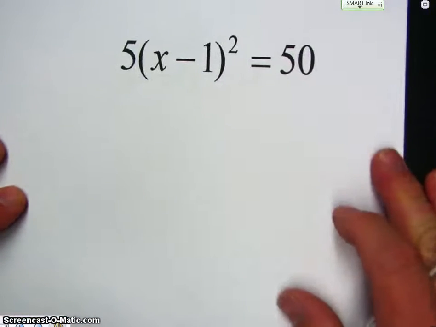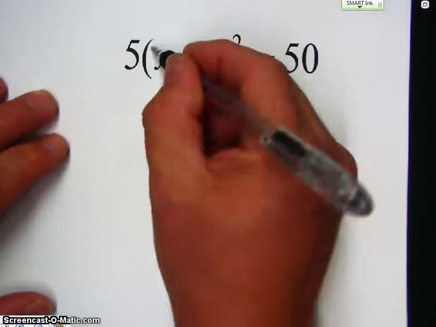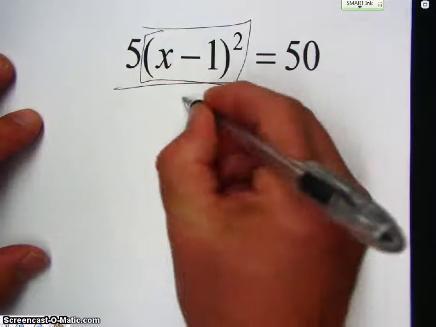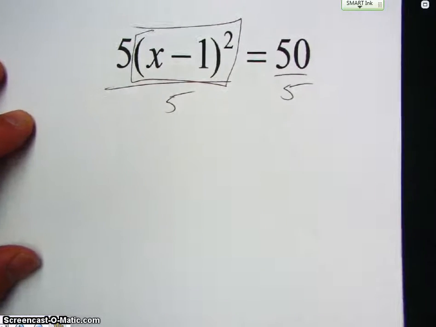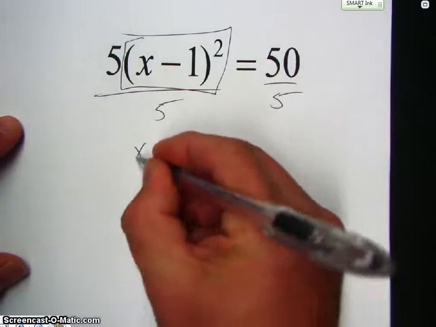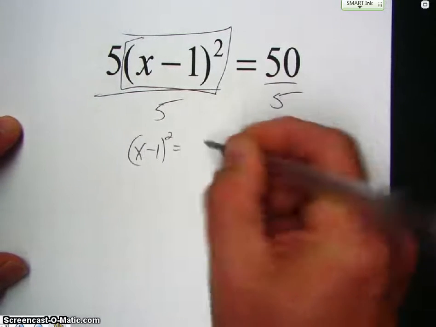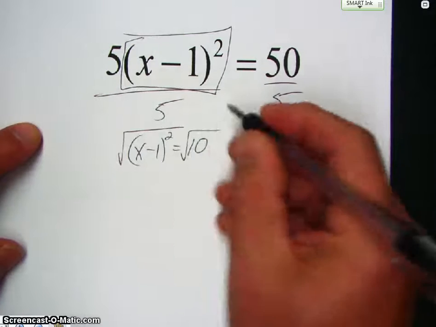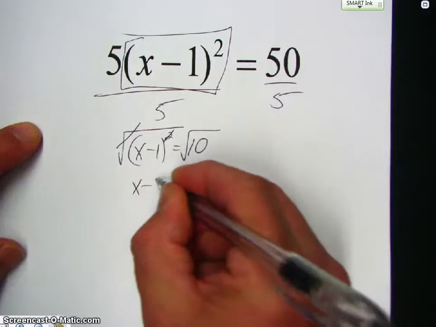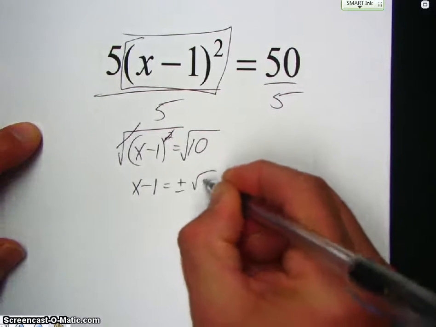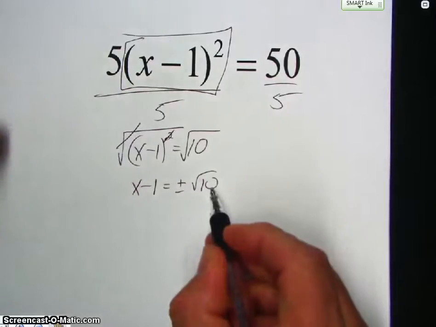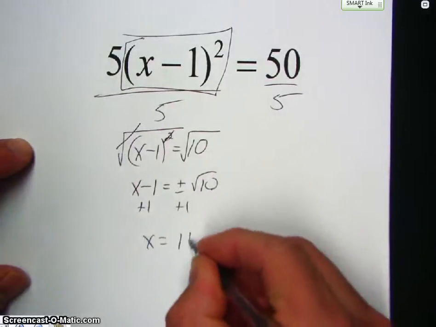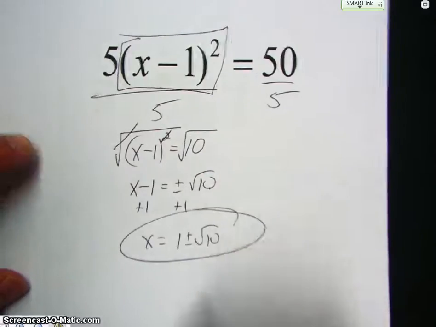All right, another example. All right, so hopefully you recognize this right here. So I got to get this by itself. So I got to divide both sides by 5. So I get x minus 1 quantity squared equals 10. Take the square root of both sides. Plus and minus square root of 10. This cannot be simplified, so now I can go ahead and add 1 to both sides. And there's my solution.